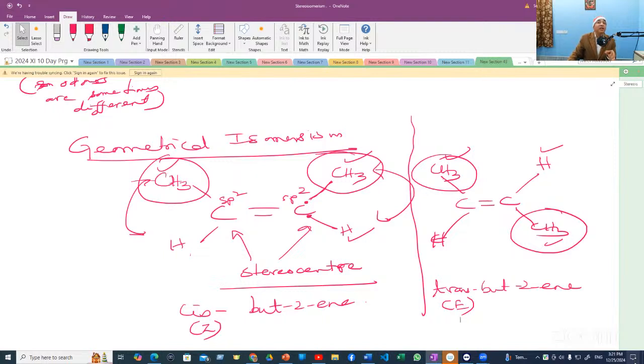Because we'll be knowing in a very short time from now what is the requirement for a molecule to show response to PPL and hence become optically active. That we will know.